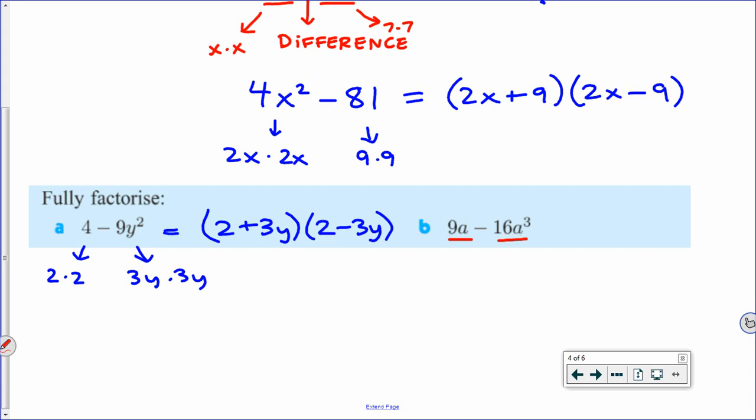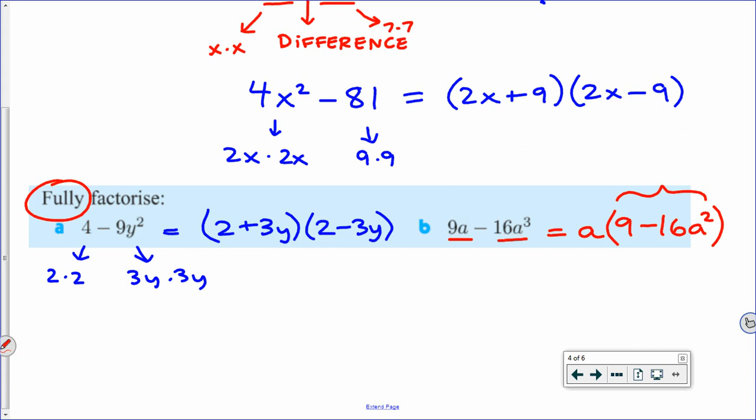So if I want to first take out a greatest common factor, there's nothing that 9 and 16 can both be divided by. So there's no number to take out, but I certainly can take out an a. And that'll leave me with a 9 in the first term and a minus 16a squared in the second term. But if I stop now, I haven't done this part of the instruction. I haven't fully factored it because what's inside the parentheses can still go further.